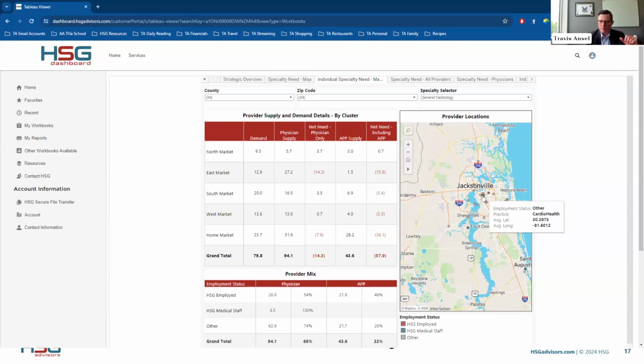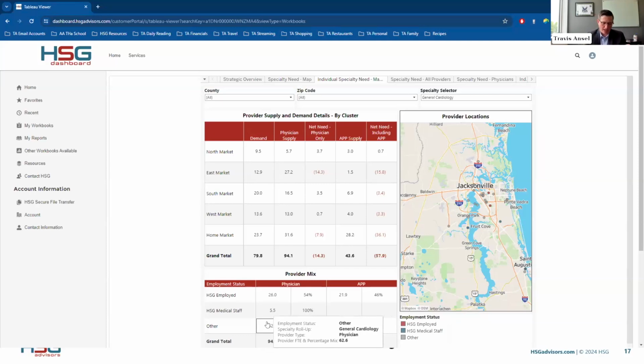Here on the right, this map live updates with basically all of the provider locations that were defined in the inventory so that we can see, for general cardiology, where are all the cardiology resources. And here in the bottom, this is customized to how every client wants to look at it. But generally, we're trying to take, for this given specialty, general cardiology, how many providers, both physicians and APPs, does your organization employ? How many are on the medical staff? And then how many others exist within the inventory for the entire market?